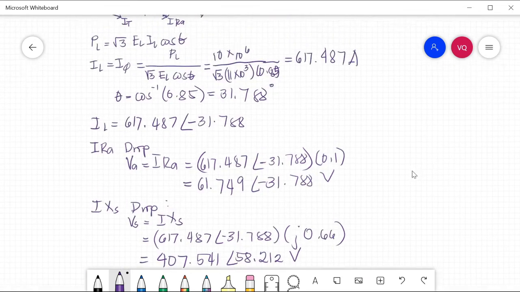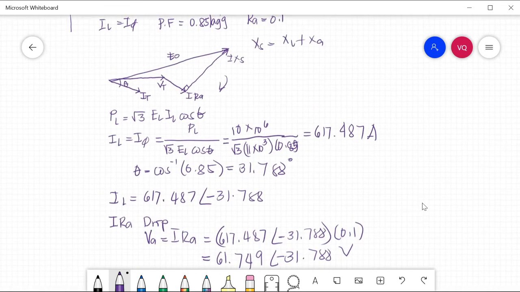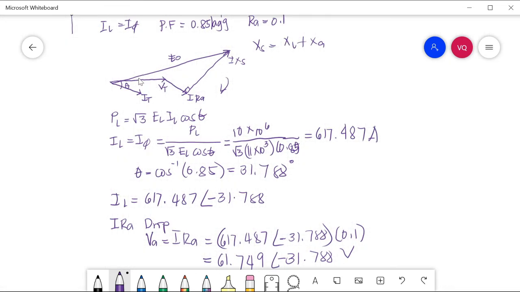So the angle is here. This is angle 2.715. And this EO line will be equal to 11,475.638 volts.